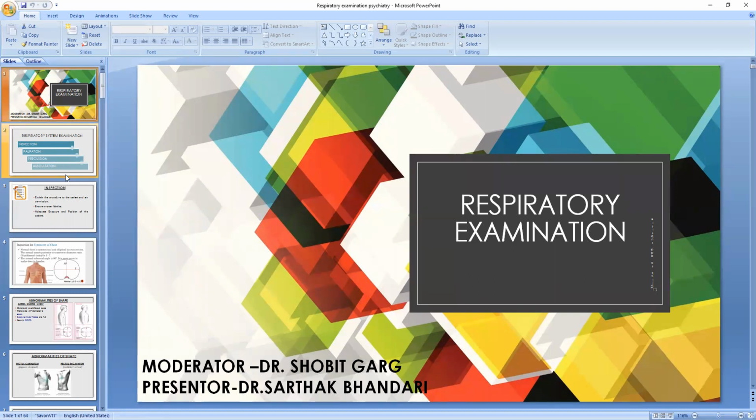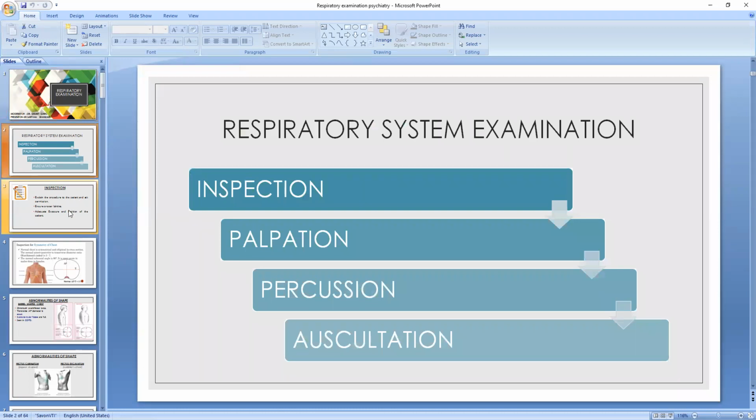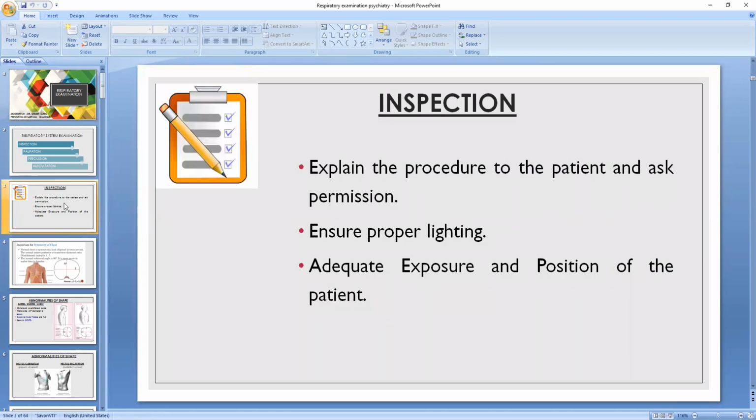Good morning, everyone. Today I am here to present my seminar on the topic of respiratory examination, and my moderator is Dr. Shobit Garg sir. We will study respiratory system examination under the following headings: inspection, palpation, percussion, and auscultation. Inspection. Explain the procedure to the patient and ask permission. Ensure proper lighting and adequate exposure and position of the patient.